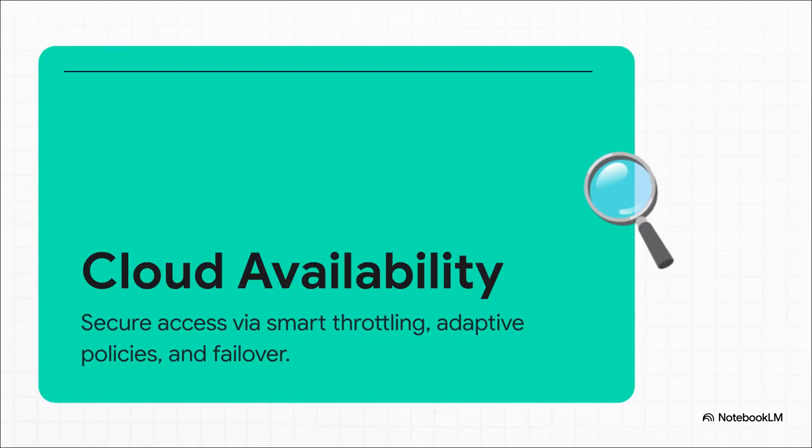To fix this, we have to redefine availability in the cloud. Instead of using blanket blocks that just kill the application, we use smart throttling. We use adaptive security policies that actually respond to context, and we implement failover-aware security design. It's all about maintaining secure, uninterrupted access so the business can keep functioning smoothly, even when anomalies pop up.